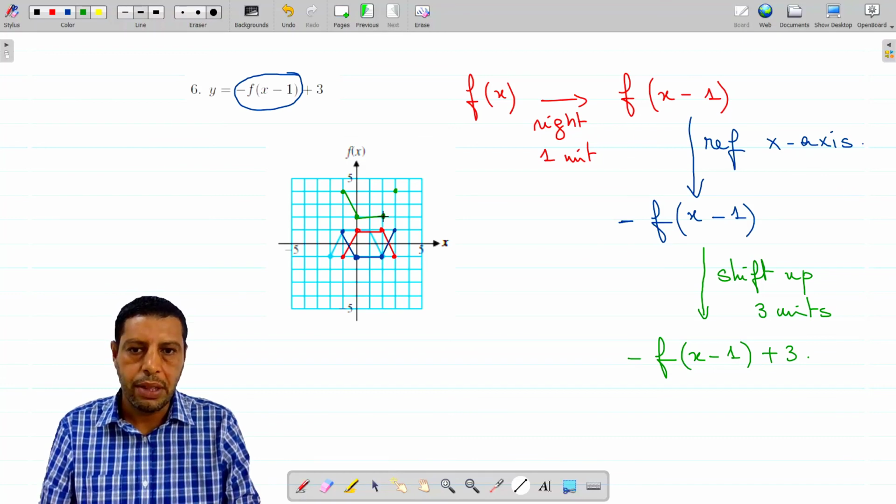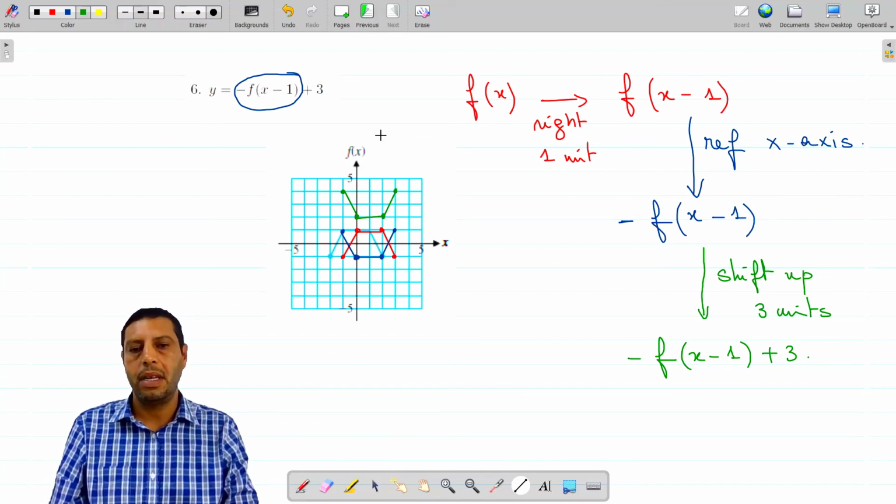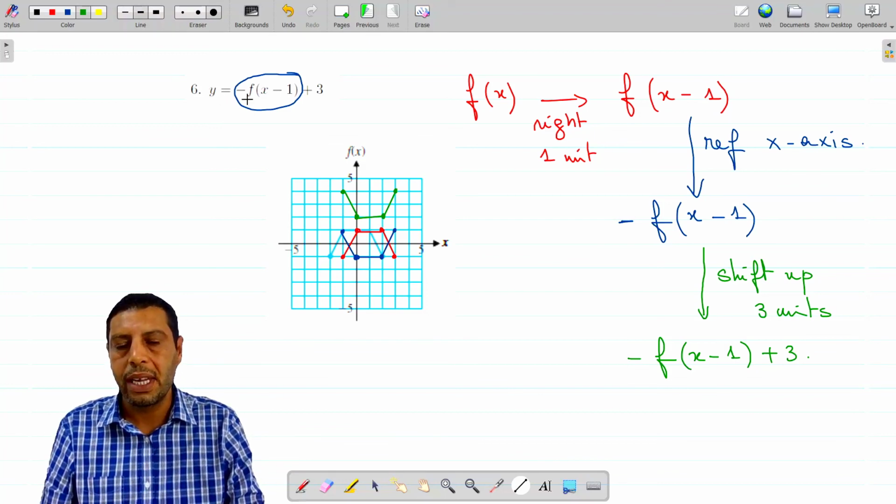Okay, so the green graph here represents the graph of y equals negative f of x minus 1 plus 3.